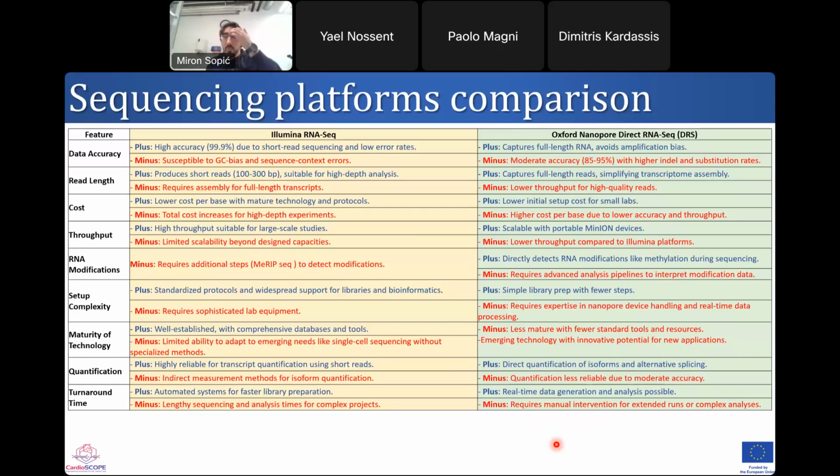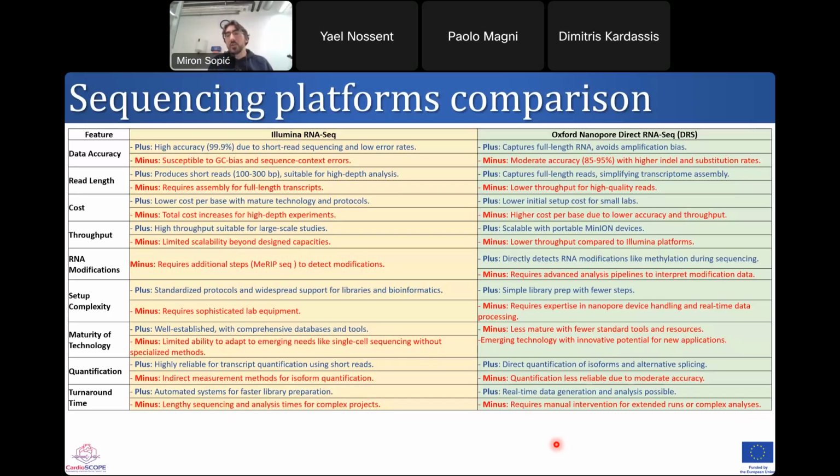For Oxford Nanopore, the major minus is low accuracy. It's still not as good as Illumina, although it is improving dramatically from one year to another. Also, it is easier to start with this one because the instruments are not super expensive, but then the chemistry is, so when you calculate per sample or per read, it's going to be a little bit more expensive. But on the other hand, it really gives you a lot more information than Illumina sequencing.